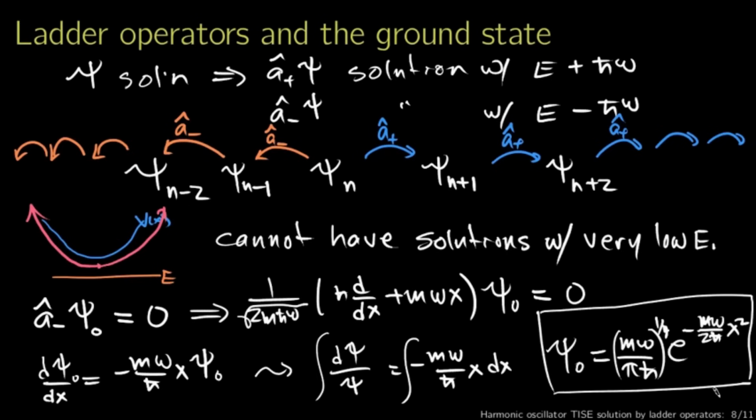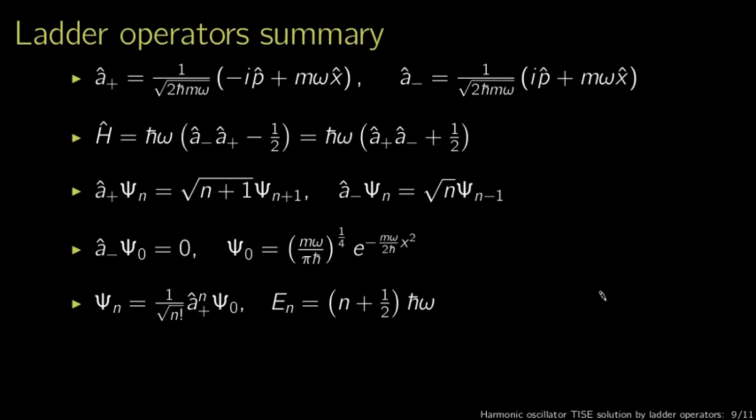What that ended up giving us in the end was psi 0, our lowest energy state. We can then apply the raising operator, A plus, over and over and over again to construct an infinite number of states. To summarize, here's a slide with all of the definitions. The raising and lowering operators, the ladder operators, A plus and A minus, the expressions that you get from simplifying the Hamiltonian in terms of the ladder operators.